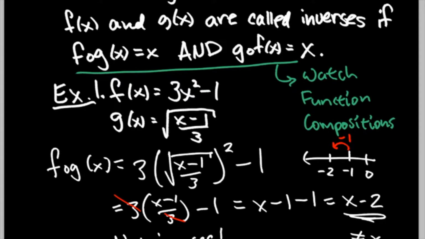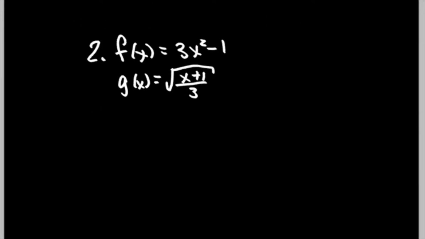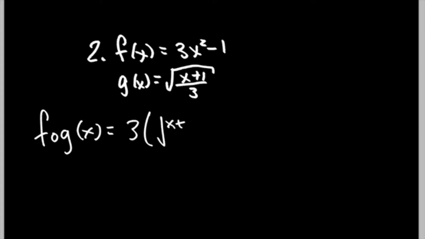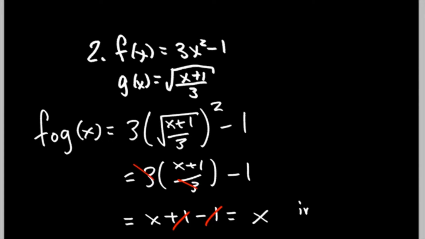All right, so let's look at yet another example. This looks very similar, but it's a little bit different. So let's just check it, see what happens. 3 times, and then put that little square root thing in there. And then we are going to square that, minus 1. Square root and square will cancel each other out because they're inverses of each other. And then we divide that 3 into 3. We get x plus 1 minus 1. 1 minus 1 is 0. This is the positive 1 minus 1. So we get x.